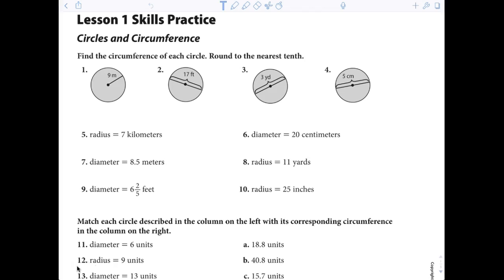It says C equals 2 pi r. There's also another formula. No, we're not talking about area. C equals pi d. Very good.